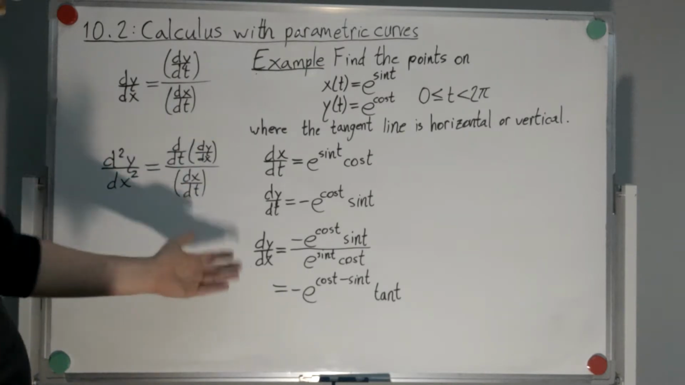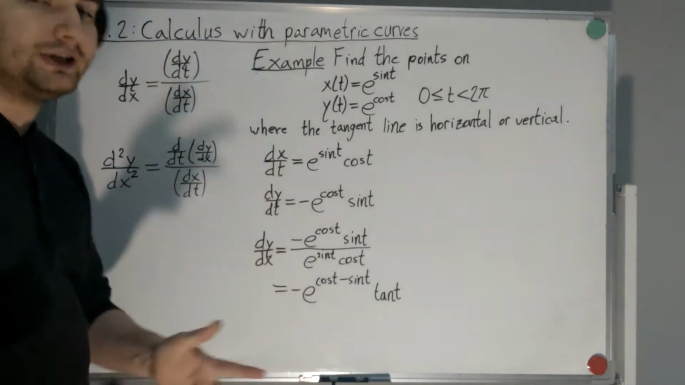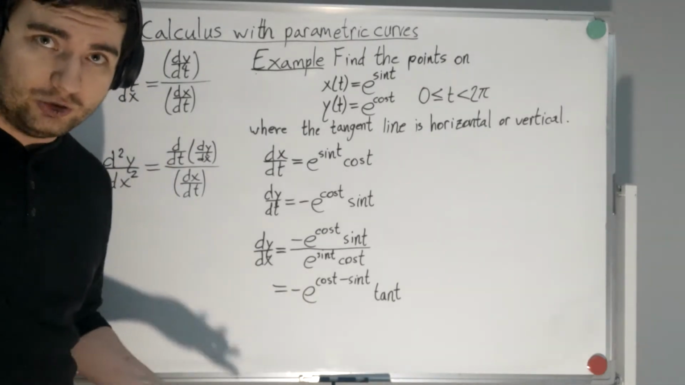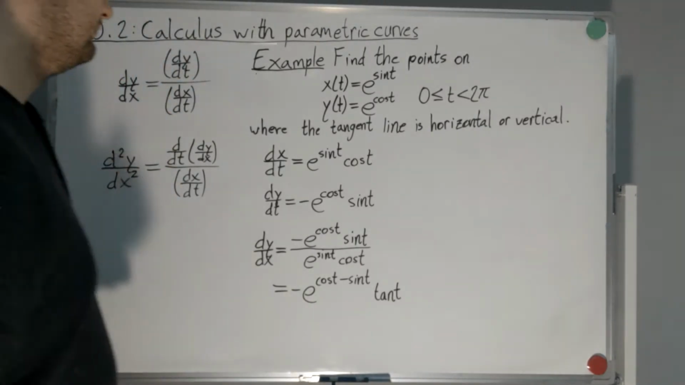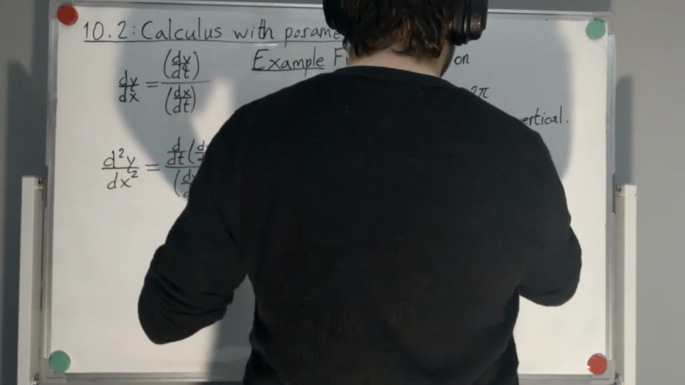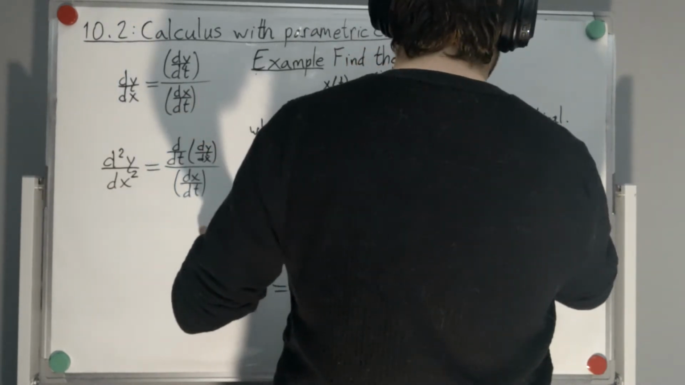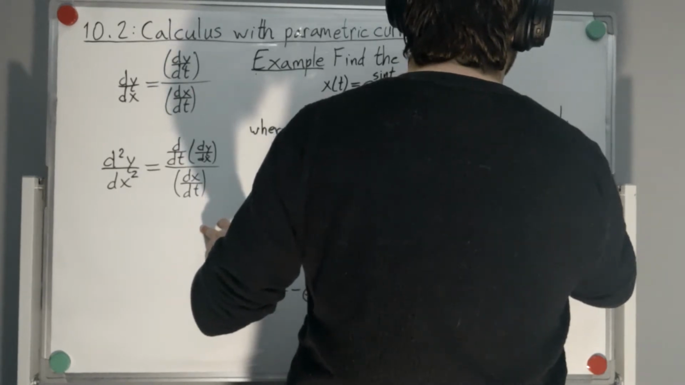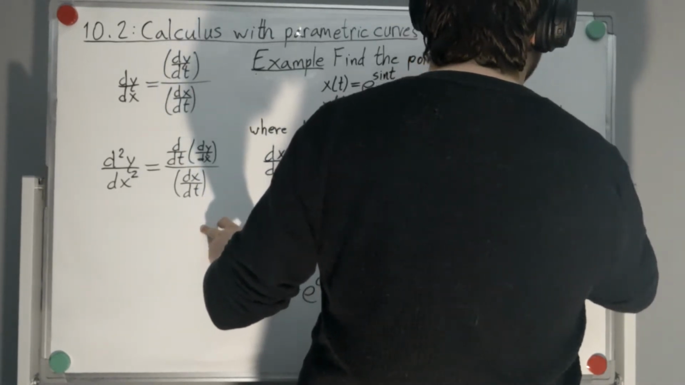Anyway, to find where this is horizontal, to find where the tangent line is horizontal, we need to find where dy dx is 0, as always. So, we say 0 equals negative e to the cosine t minus sine t times tangent t.